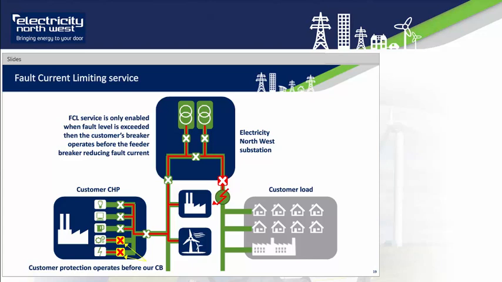In this example above, the red circuit breaker's fault level has been exceeded. So the fault level assessment tool could enable any of the circuit breakers in yellow at the customer's premises, so they will open quicker than the red circuit breaker, reducing the fault level in the network so the red circuit breaker can operate safely beneath its fault rating.